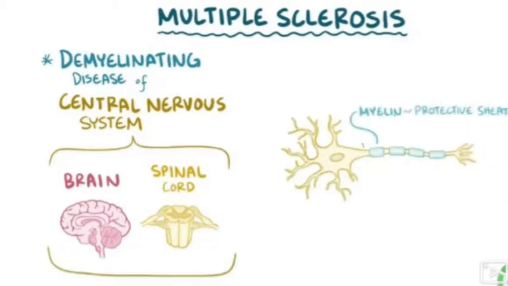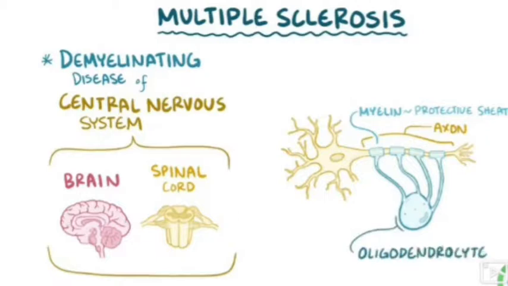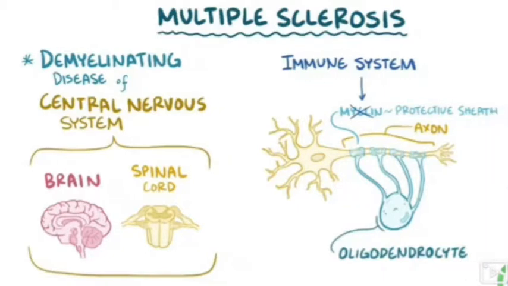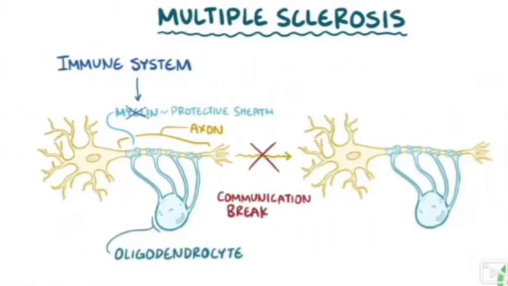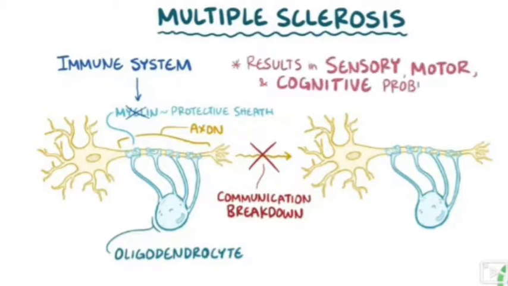Myelin is the protective sheath that surrounds the axon of neurons, allowing them to quickly send electrical impulses. This myelin is produced by oligodendrocytes, which are a group of cells that support neurons. In multiple sclerosis, demyelination happens when the immune system inappropriately attacks and destroys the myelin, which makes communications between neurons break down, ultimately leading to all sorts of sensory, motor, and cognitive problems.